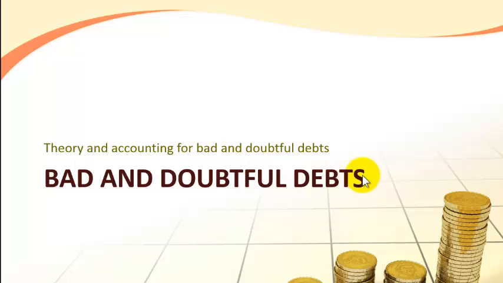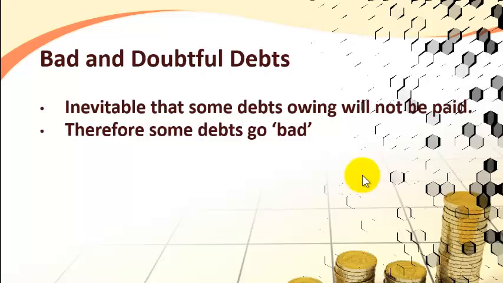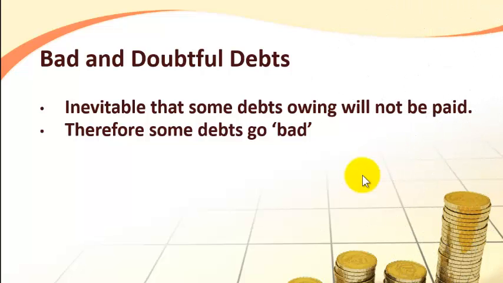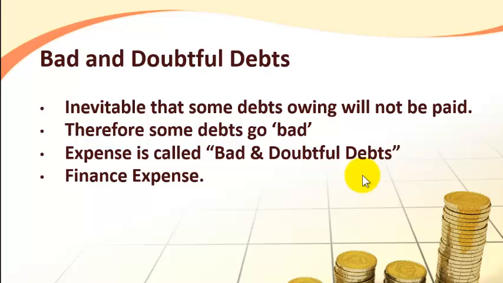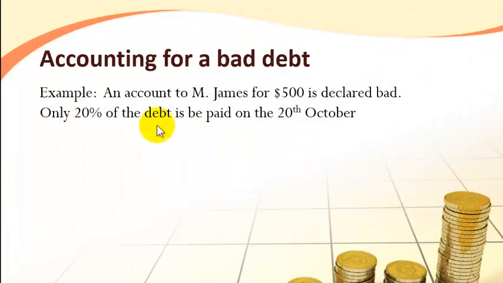Now, when we talk about credit transactions, we also need to talk about the topic of bad and doubtful debts. It's inevitable that some debts are not going to be paid, and we call those debts going bad. This is called a bad and doubtful debts expense, and in the income statement it's allocated as a finance expense. Now, what happens when we as accountants have to account for bad debt?